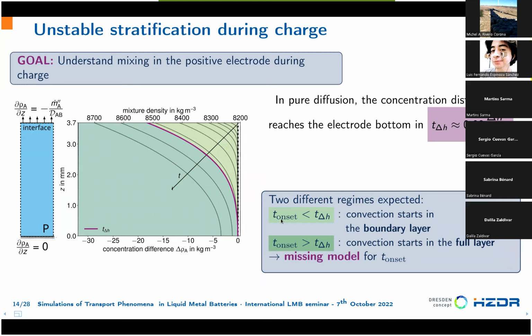And so if the onset time is lower than the time to reach the bottom of the layer, which can be computed analytically with this formula, convection starts in a thin boundary layer. And instead, if the onset time is larger than this time, convection starts in the full layer. So we expect at least two regimes at the onset.